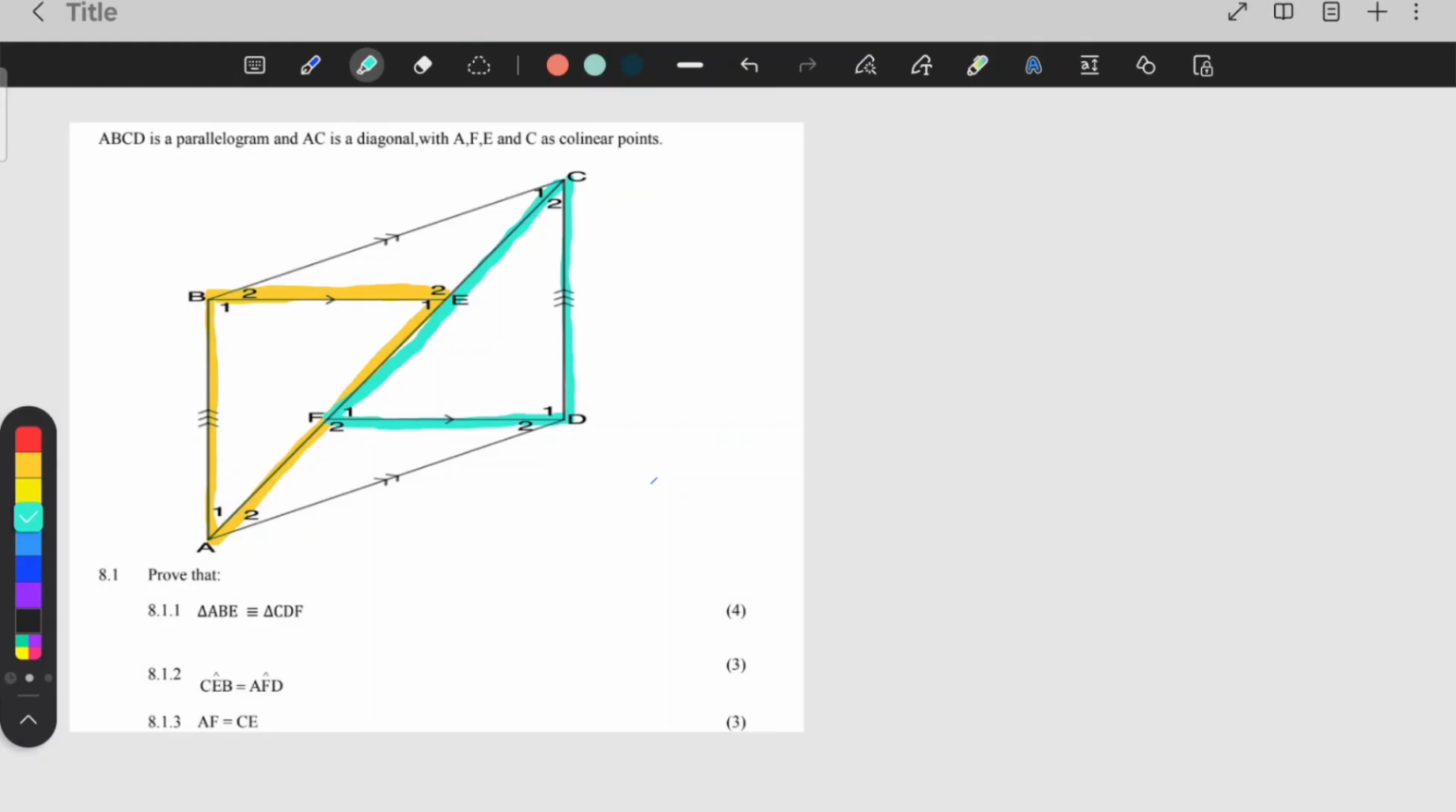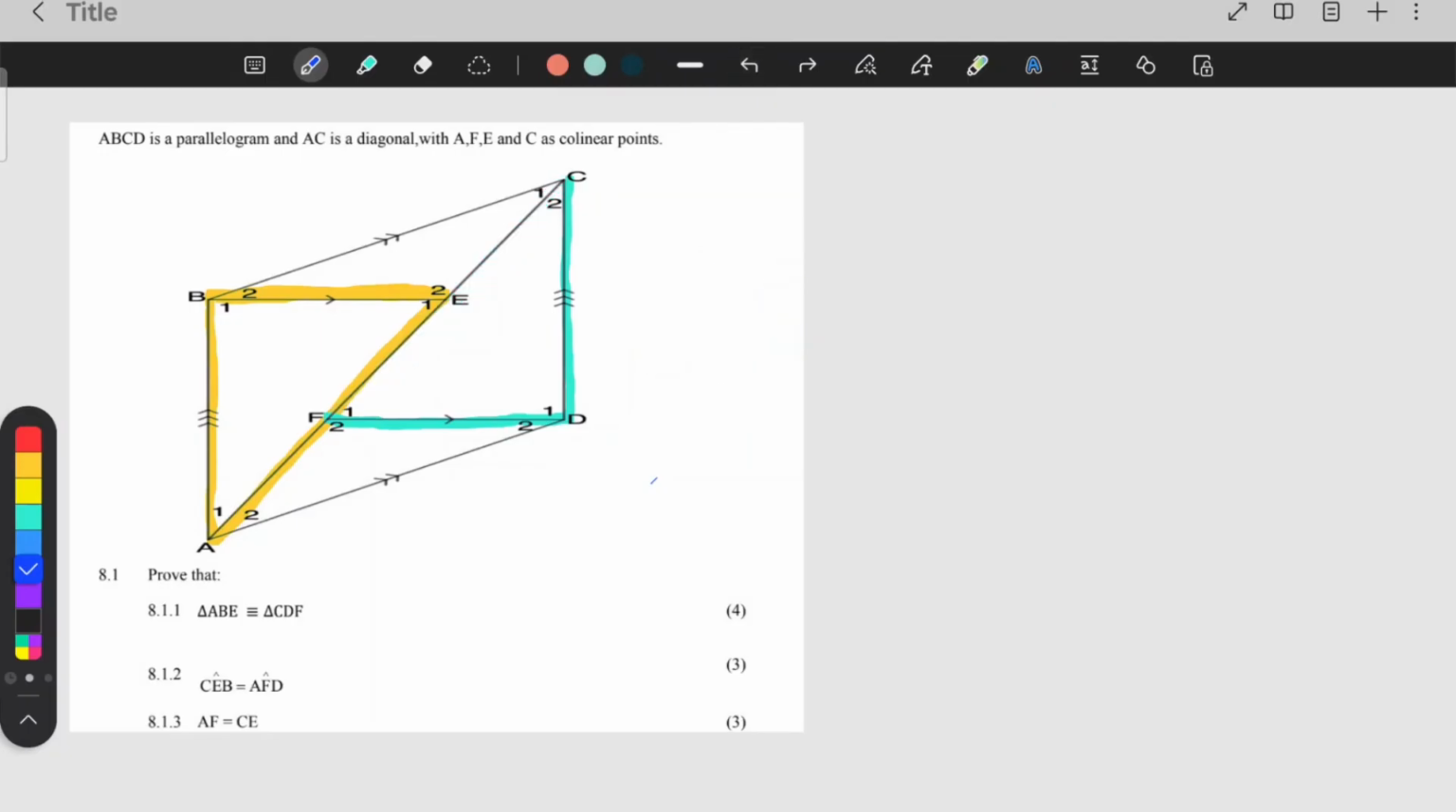There are four ways to prove congruency. So in these two triangles, let's just first look for any sides that are equal or any angles that are equal. And remember, you start with the information that was given. So it was given that ABCD is a parallelogram. So we know that the opposite sides are equal to each other.